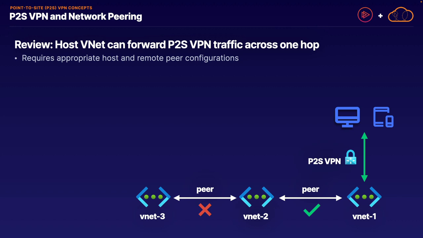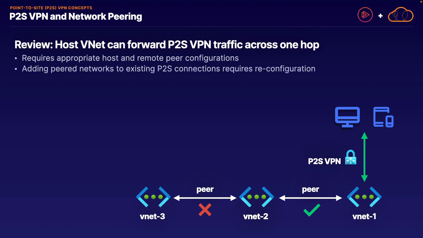One other last note that we're going to talk about in more detail a little later on in this section. However, because we are talking about network peering now, I did also want to note that when you add additional peered networks, or in other words, when we have a point-to-site VPN connection already established, but then we peer a new network to our host network, there is some additional configuration required. Again, this is a little bit of a preview to a deeper topic that will be covered later on in this section, but you may want to keep it in the back of your mind for now.